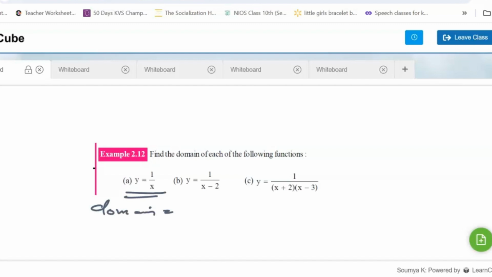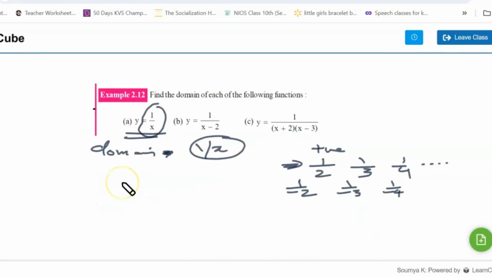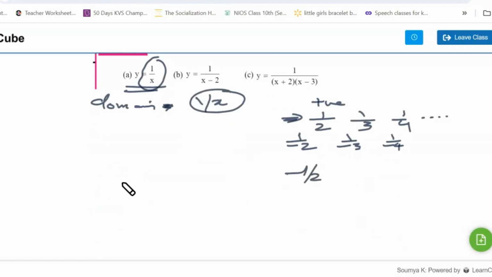So to do this, first let's understand what is here 1 by x. If you see 1 by x, you have to understand that it can take any value. Let's give positive values to this fraction, that is 1 by 2, 1 by 3, 1 by 4, like that the values will be appearing. And if you give a negative value, it will be like 1 by minus 2, 1 by minus 3, 1 by minus 4, which eventually can be written as minus 1 by 2, minus 1 by 3, minus 1 by 4.